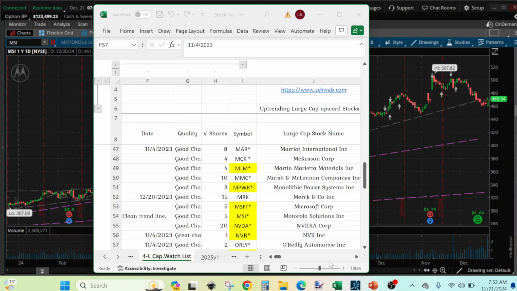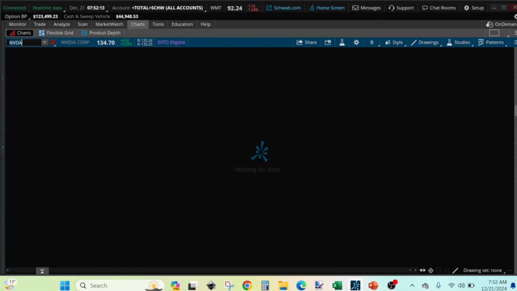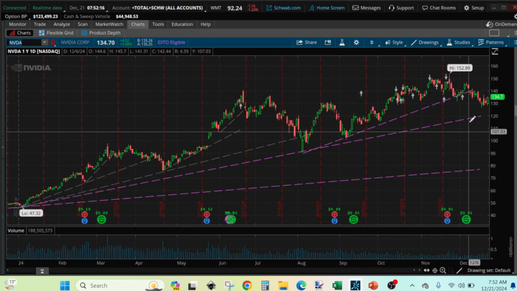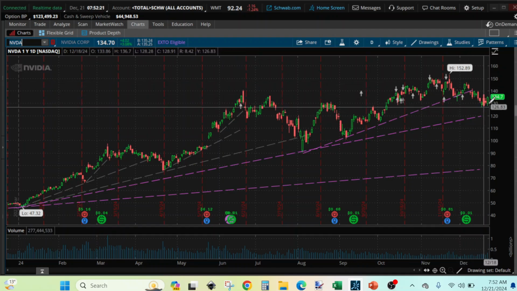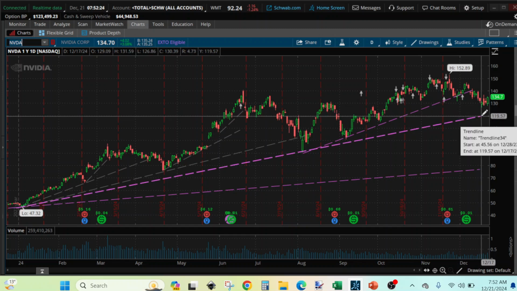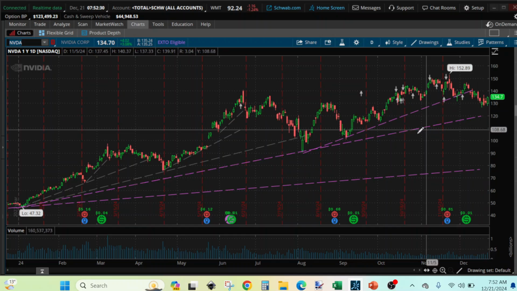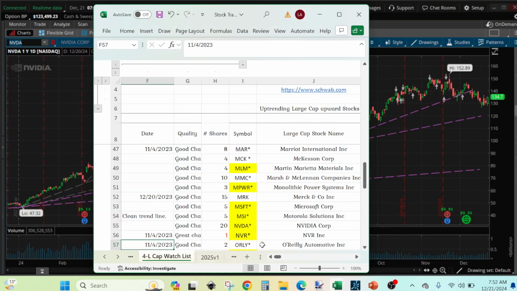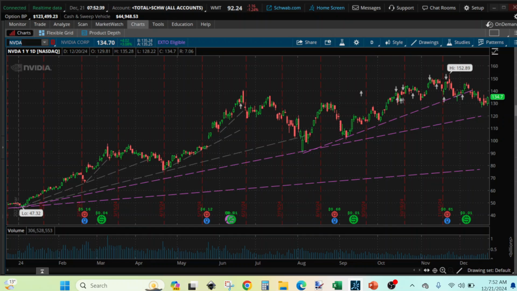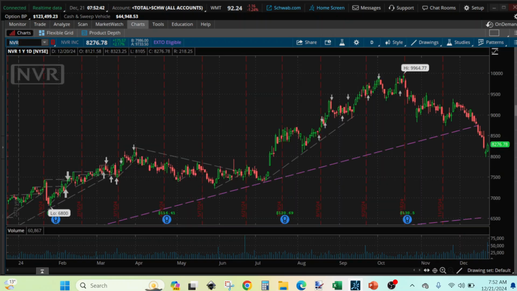But let's move on. So the next one is NVDA. NVDA, we bought it at this line and it's pulling back to this line. At this point, I want it, if it comes closer to it, I will buy some more, but we bought it here. We can just keep the one we have too. NVR, let's see, we bought it somewhere here, and right now it is on its way to this line here.